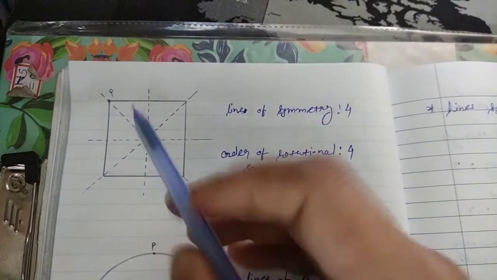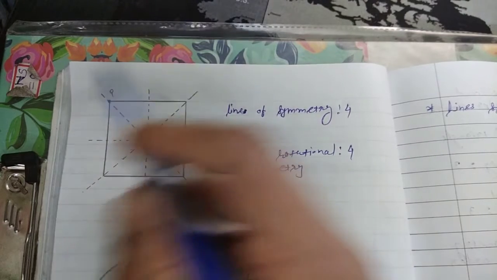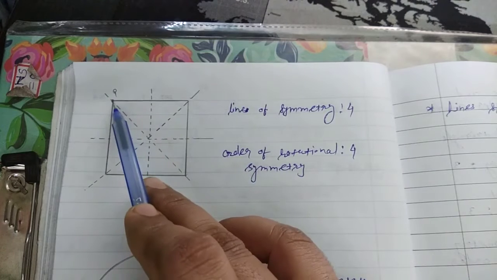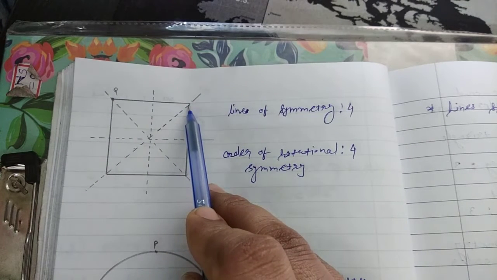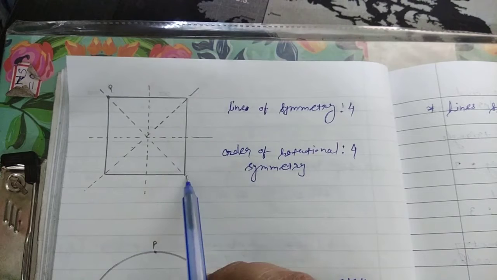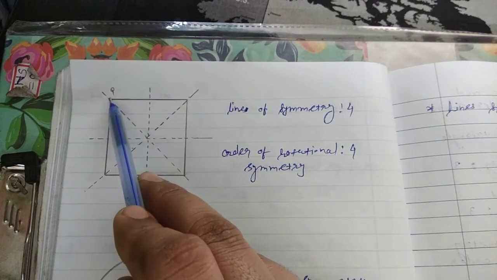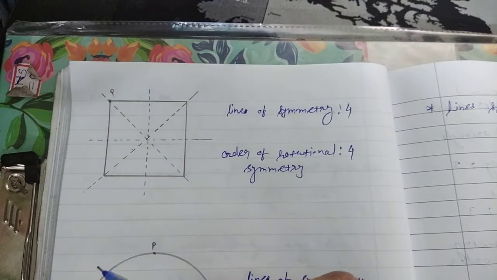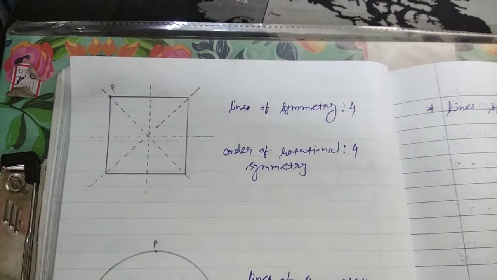And when we take this point P and rotate it in a clockwise direction, or we can rotate anti-clockwise also, in such a way that this point P comes here, we get rotational symmetry. Again P comes here, again rotational symmetry, and again exactly the same. So here we are rotating 4 times and getting an exact copy of the original shape. That's why the order of rotational symmetry for a square is 4.